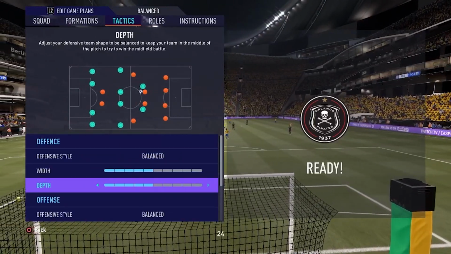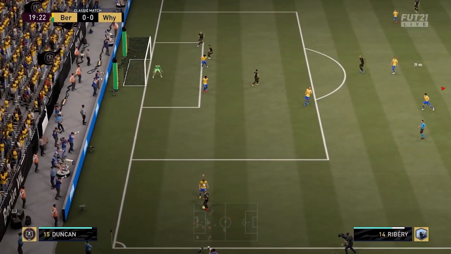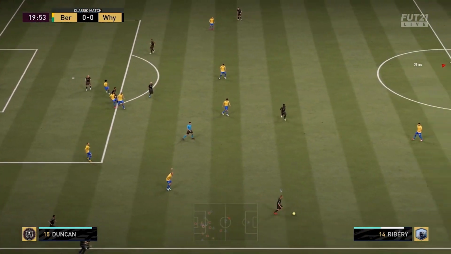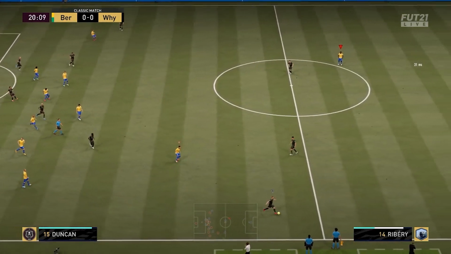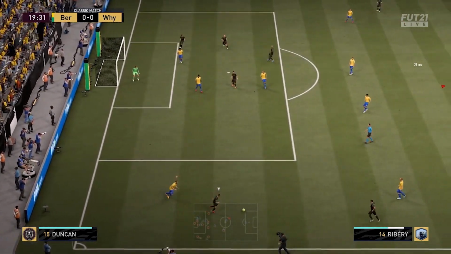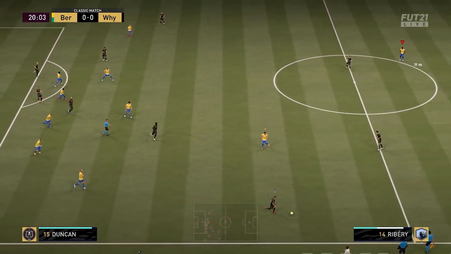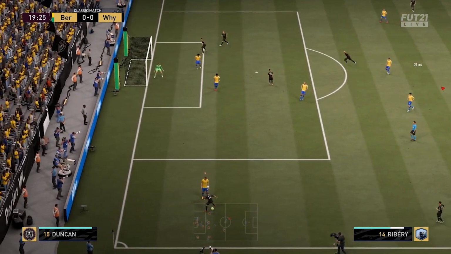But on 10 depth, the difference is staggering. As soon as the opponent moves play backwards, my defence rapidly and aggressively pushes forward, forcing the attackers to either go with them or be left in offside positions. And this is a key effect of moving the defensive depth slider.